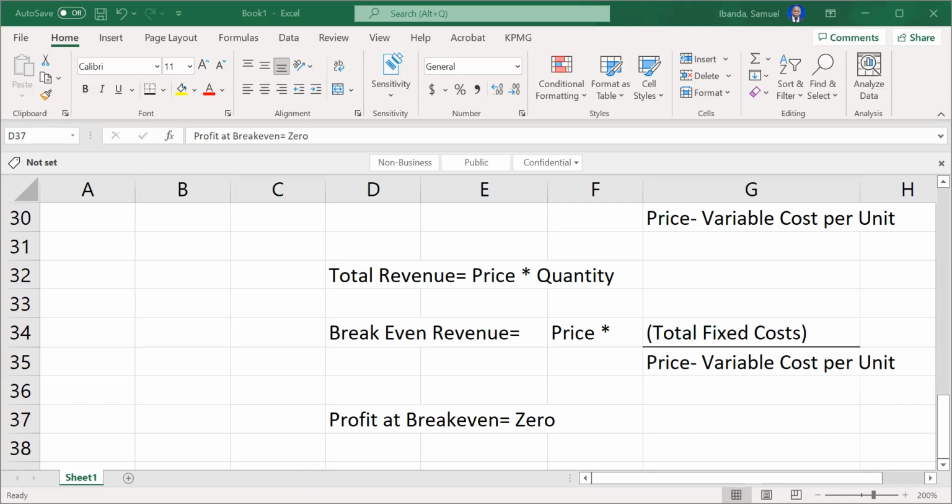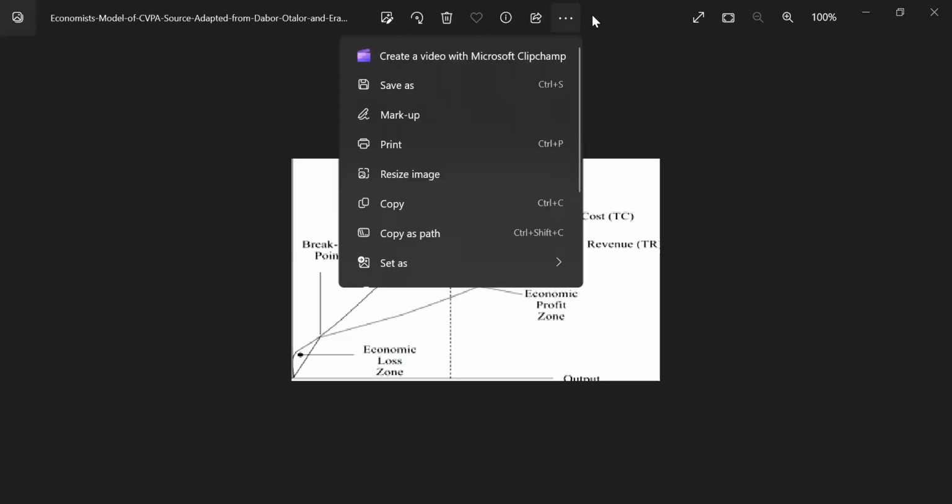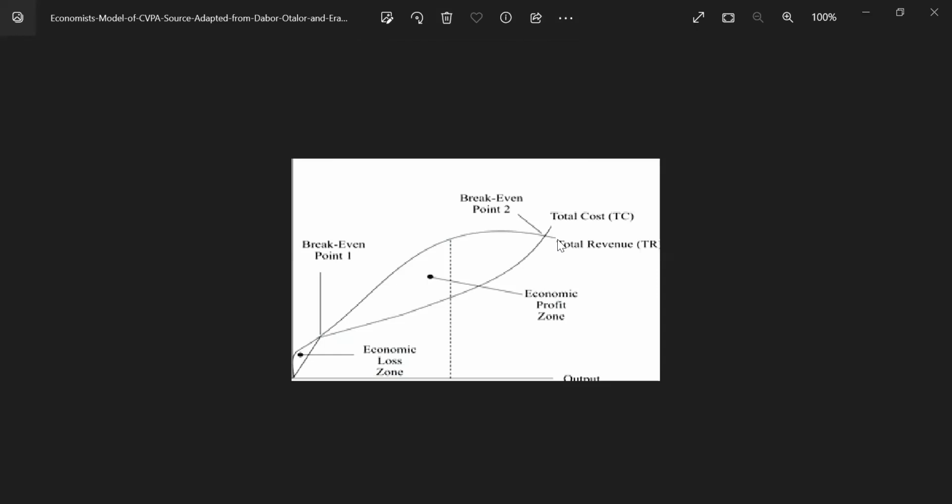Okay. I hope you can see my screen here. I don't know if this will show you very clearly.